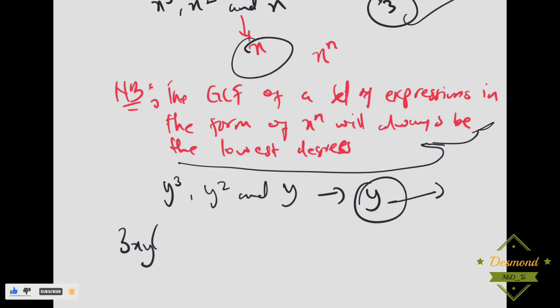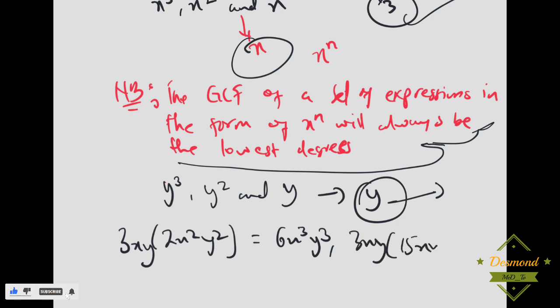Now when we are done with that, we factorize. We can see that we should get 2x squared y squared, right, which is equal to 6x cubed y cubed, and 3xy times 15xy, right, which should be equal to 45x squared y squared. And the last one is 3xy times 7, which will give you 21xy.